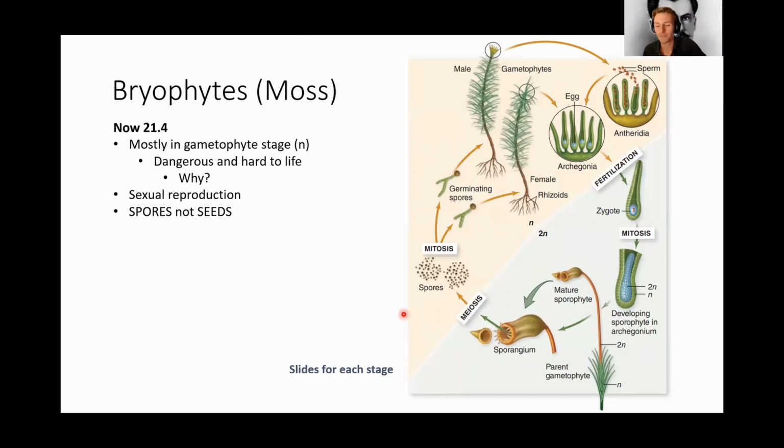I forget which part it is, but you'll see that it prefers one side of the tree rather than the other. So 21.4 is where we're at, mostly in the gametophyte stage. Mosses are primarily gametophytes, which means they're haploid all the time. And this is why they avoid the sun, because they're haploid. If their genes mutate from sun rays, they'll die. They only have one copy of their genes.